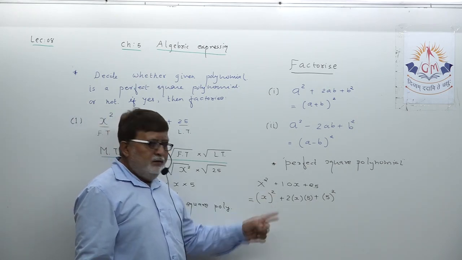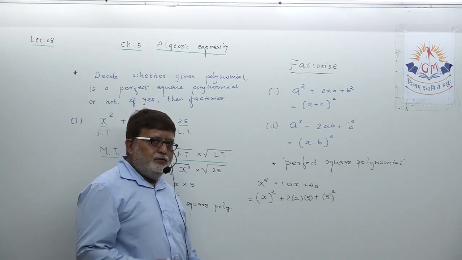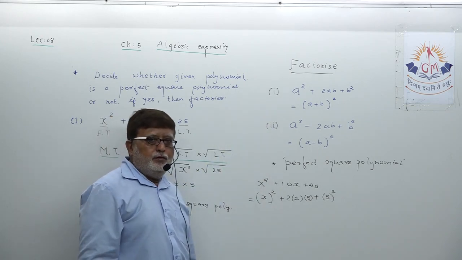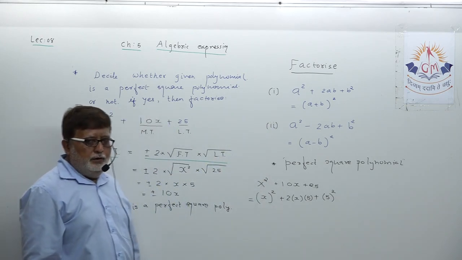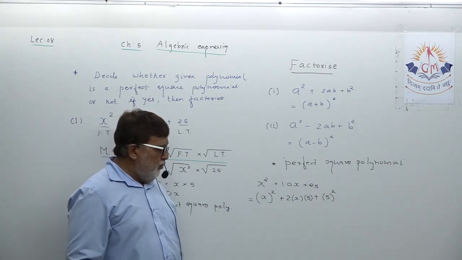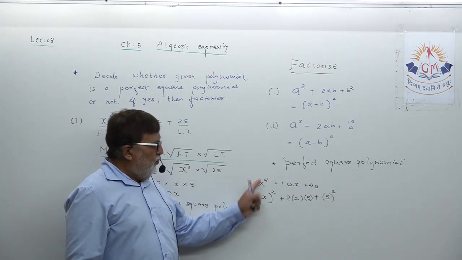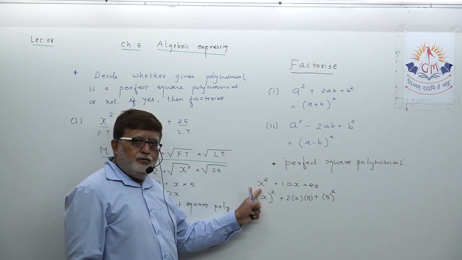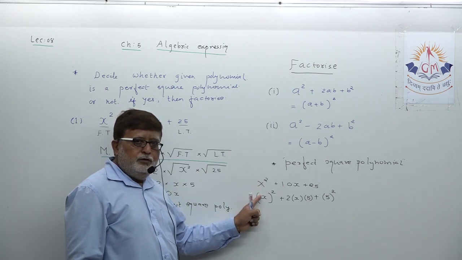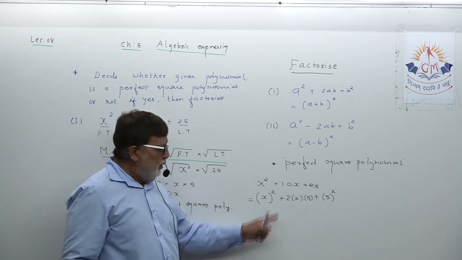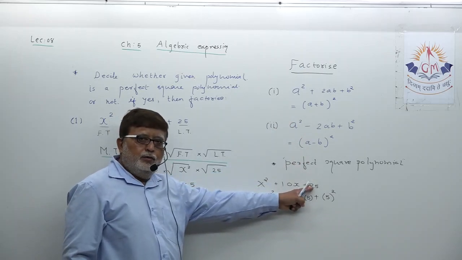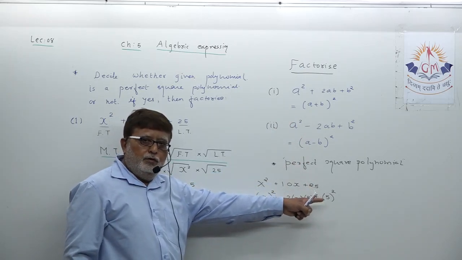How I am arranging in the format, that is very important for you to understand. What is the format of the identity? A square plus 2ab plus b square. For a square, you will take the square root of the first term. X square is the first term. What is its square root? X. So x whole square. Middle term sign as it is. For b square, the square root of the last term, 5 whole square.